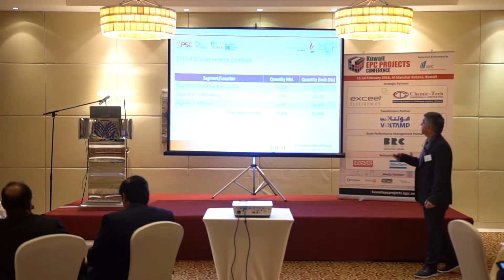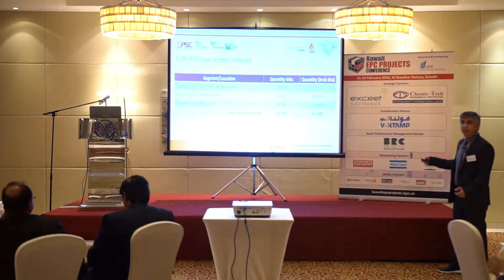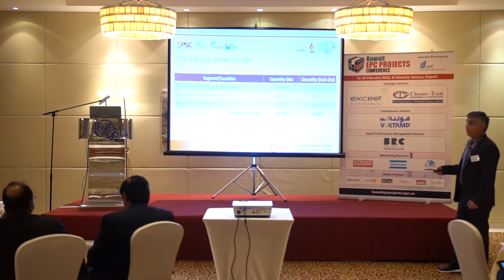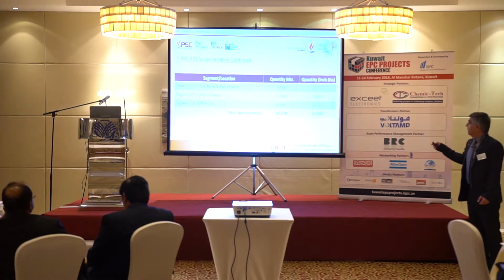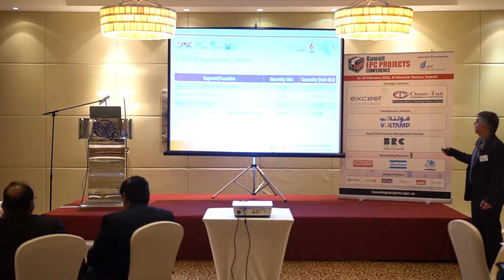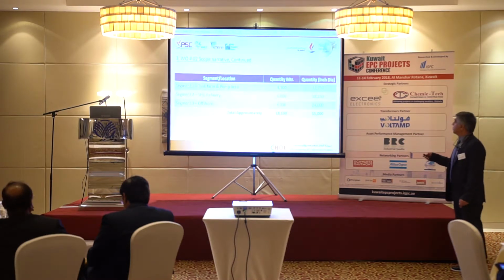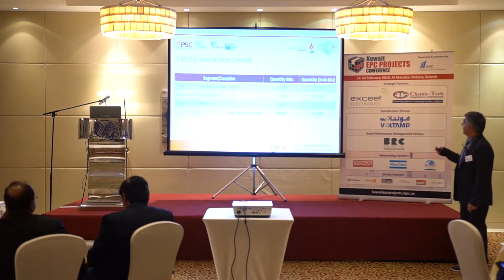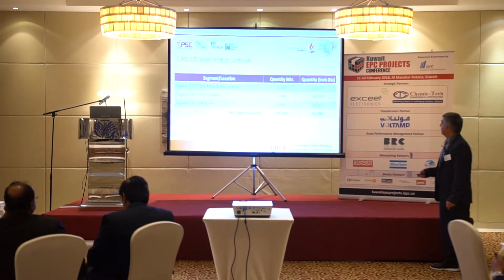Now, this is also just to give you details about the segments and locations. The tank farm is about 4.1 kilometers, about 12,750 inch-dia of welding. Segment 2 is about 6,000. So altogether, for the 18.1 kilometers, it's 55,000 inch-dia quantity.